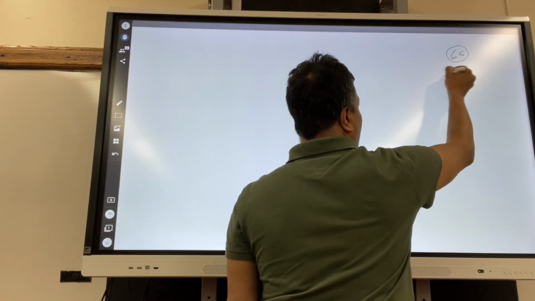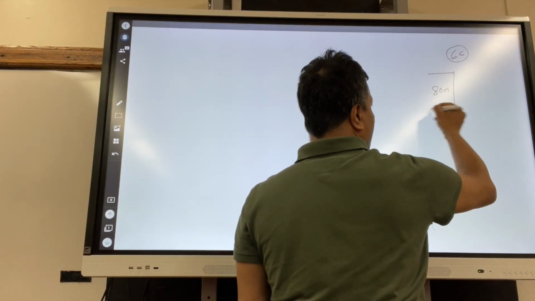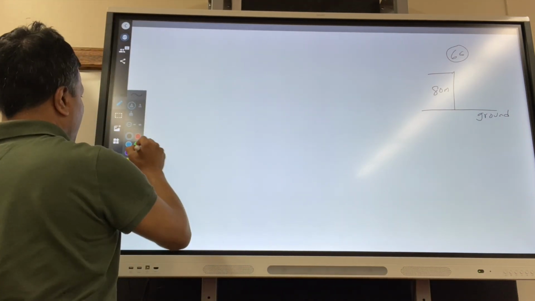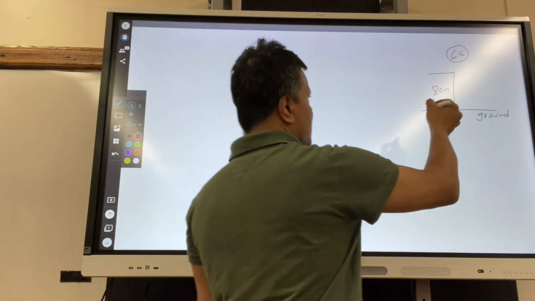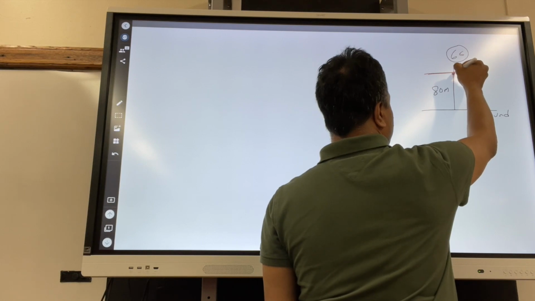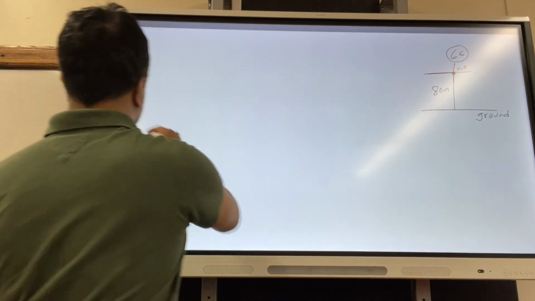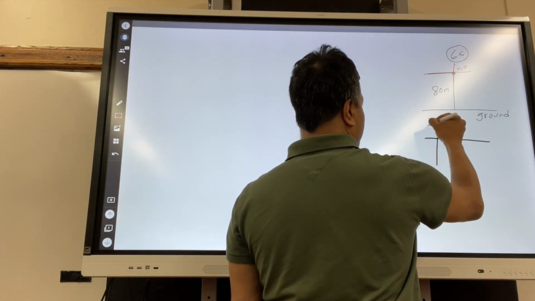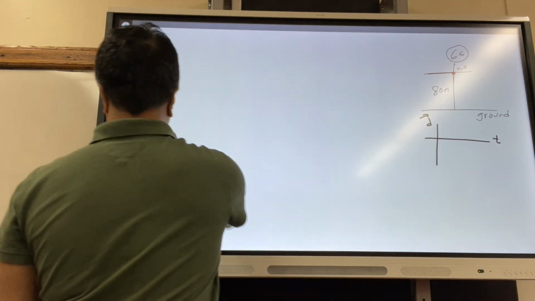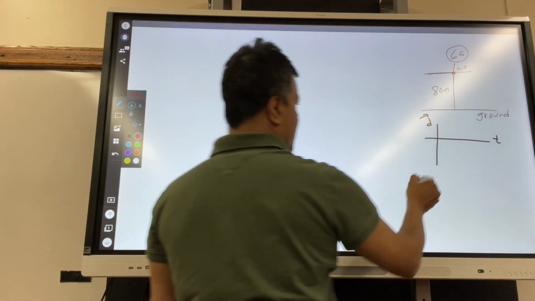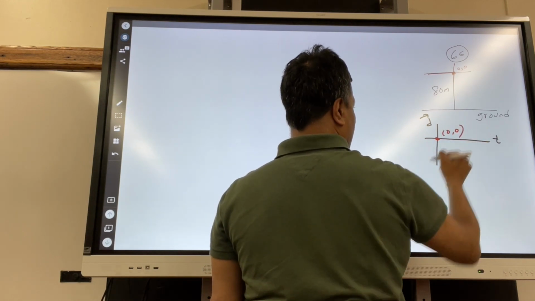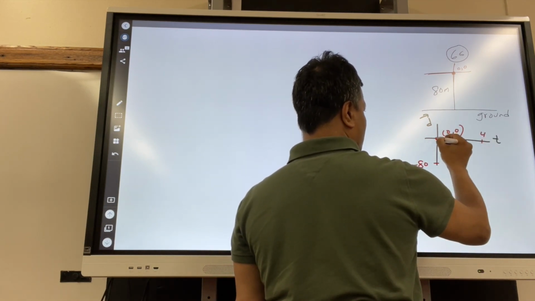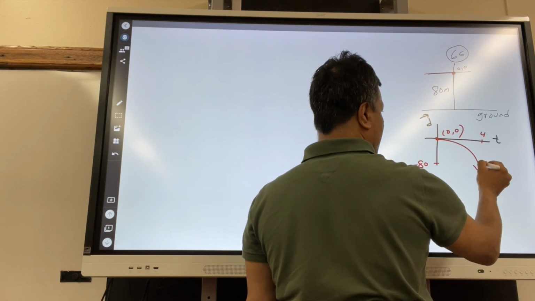An object falls from 80 meter above the ground, and falls on the ground. If it happens, then I can make this one my coordinate plane. So I'm going to let this one be 0, 0. If I do that, then what would my displacement versus time graph be? I need 2 points. The first point would be 0, 0, and the second point would be negative 80, 4. All right, so I am going to get something like that.